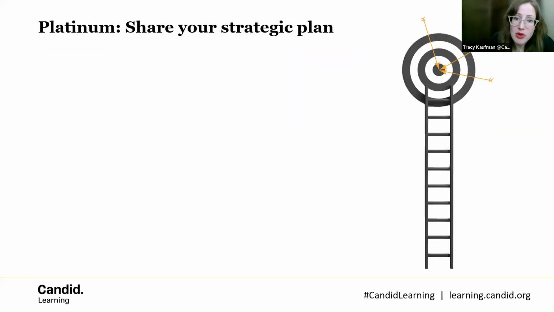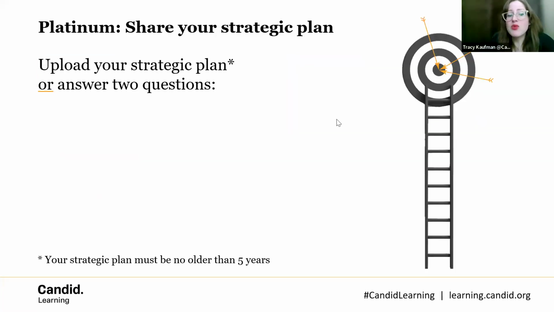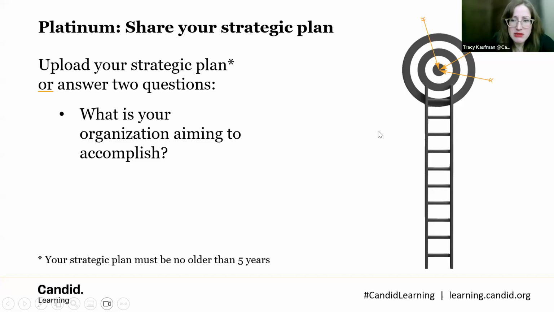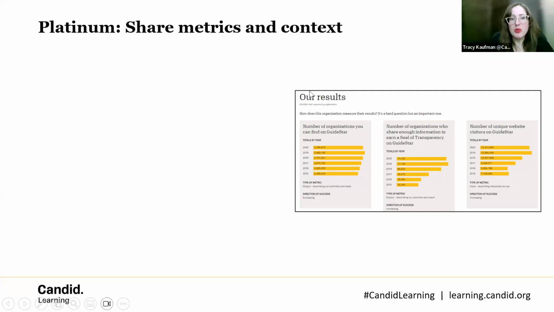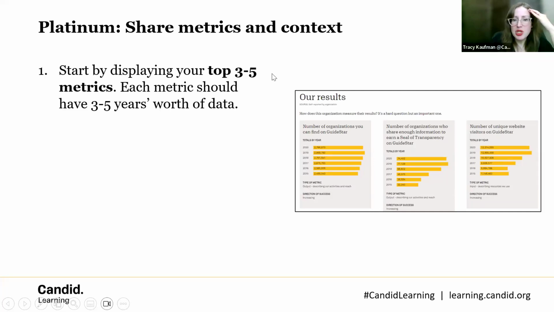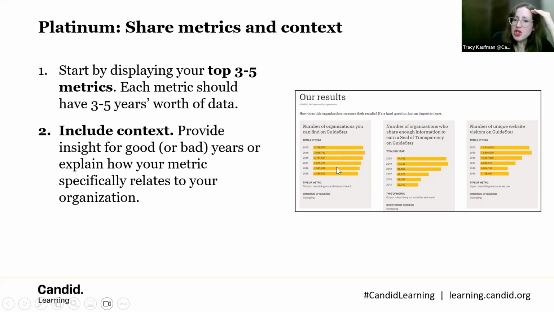Finally, platinum, that's all about impact. If you have a recent strategic plan, I think from the last 5 years, you can just upload that and it'll immediately populate. Otherwise, it'll ask you 2 questions. What's your organization aiming to accomplish? And what are your strategies for making it happen? Those are pretty straightforward questions that I think anyone should be able to answer about their nonprofit anyway. So that will kind of help you out a little bit. And then it gives you an option to put in some metrics that display the impact your programs have been having over the years.